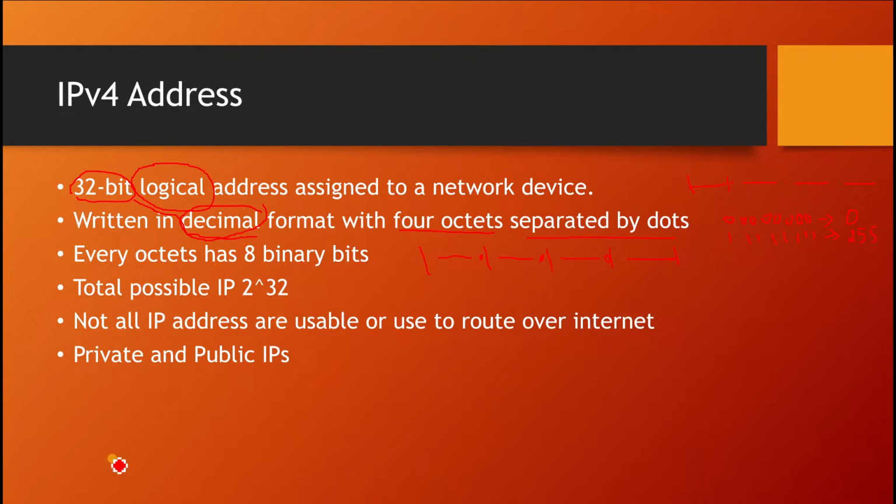So an IP address starts from 0 for the first octet. For the second octet, the lowest is 0. The third octet, the lowest is 0. For the fourth one, the lowest is 0. The highest is going to be 255. The first octet, the highest is 255. Second, the highest is again 255. For the third one, again 255. For the fourth one, it's going to be 255 too.